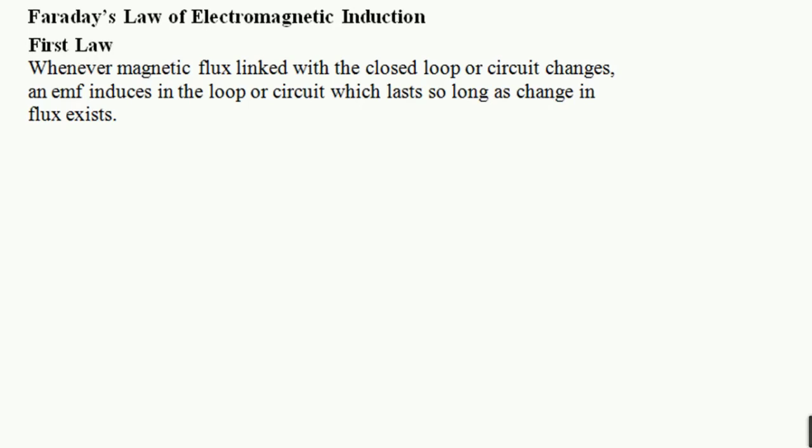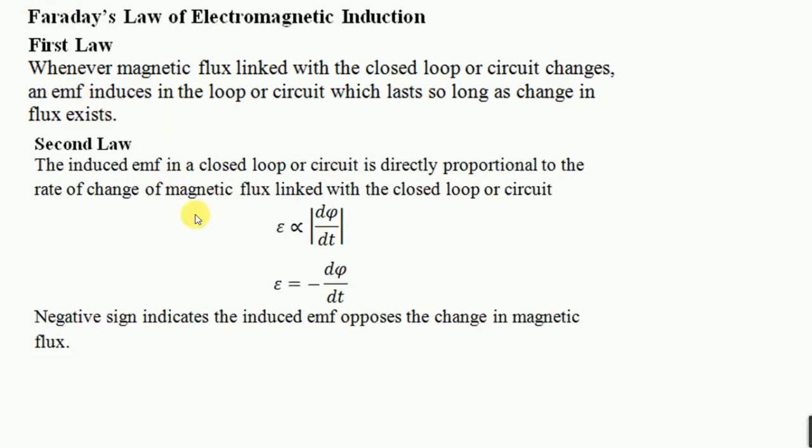So now we'll discuss Faraday's law. The first law says that whenever we change the magnetic flux through a circuit, there will be induced EMF, and this EMF will exist only when there is change in magnetic flux. If you stop changing the magnetic flux, there will be no EMF. And the second law says that the magnitude of induced EMF is directly proportional to the rate of change of magnetic flux. So the more the change of flux, the more the EMF.